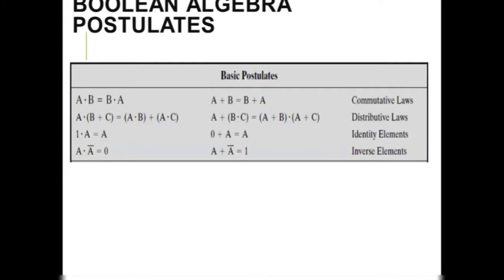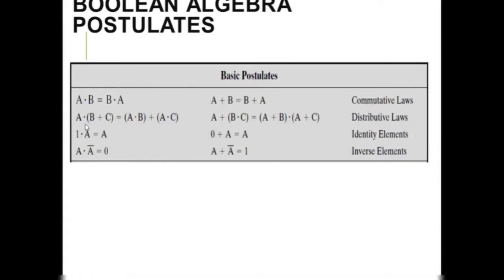So the postulates which we have to believe as true. So these postulates, there are four main laws. So you can see basic postulates given here, mainly with AND, OR, and negations. These postulates are related with those operations. Okay, A and B equals B and A. Okay, A or B equals B or A. So those are called commutative laws.